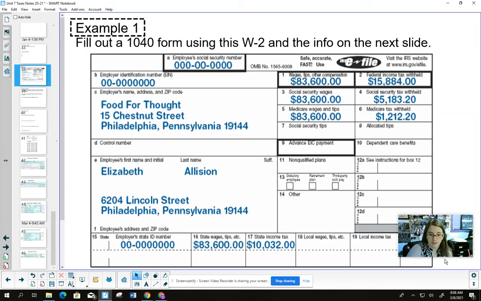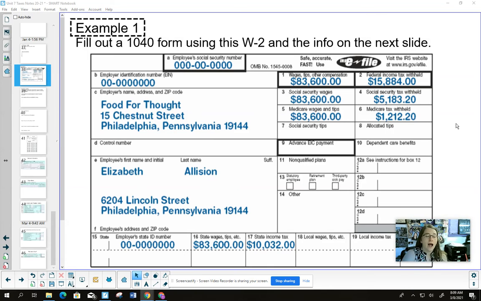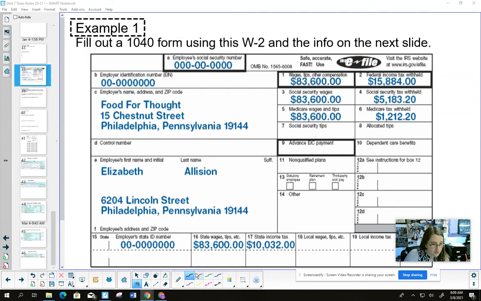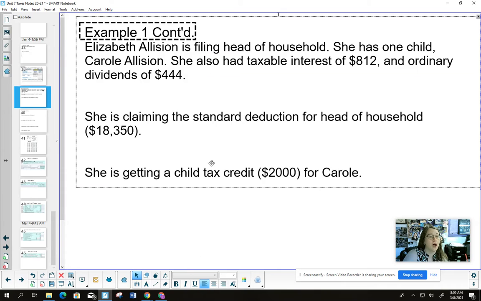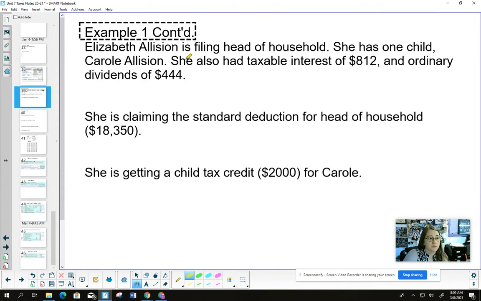Well, she has her job. Looking at this W-2, how much money did she make? Where is that information on the W-2? Well, it's right there. That's her wages, tips, and other compensation on the W-2. So it's her income from her job. But if we look here, she also has some other income. This right here, taxable interest and dividends, these are also income that has to be taxed.